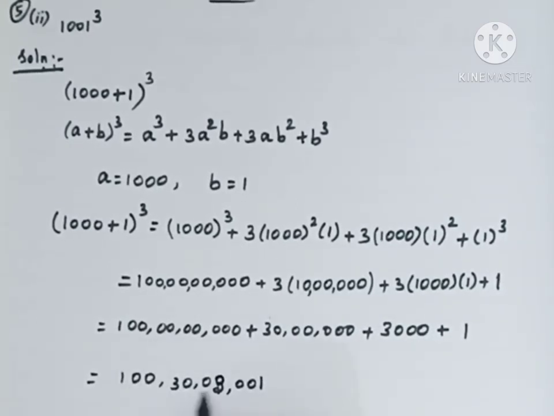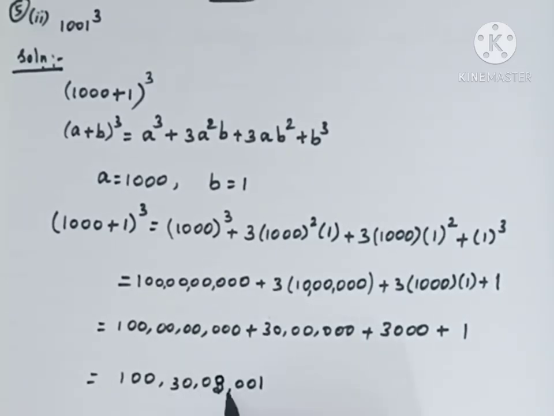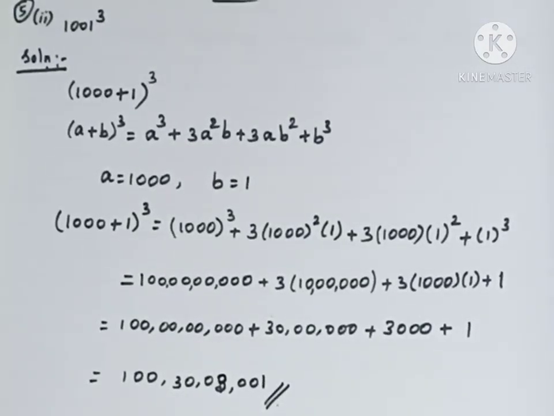Adding these values we will get 100 crores 30 lakhs 3001. This is the answer for the second subdivision, fifth sum, second subdivision.